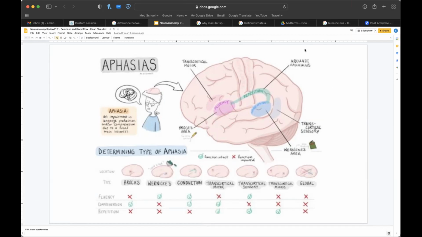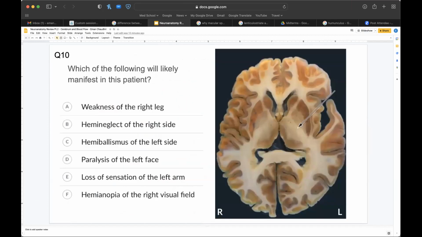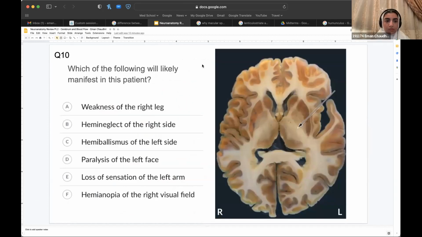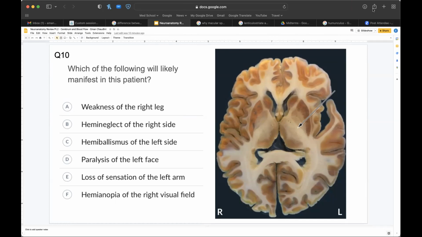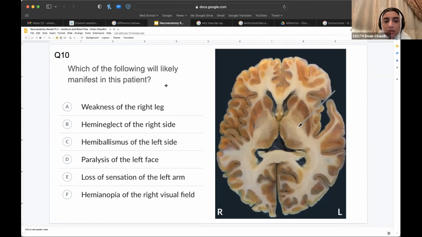Yes. Perfect. Okay. Last one. Which of the following will most likely manifest in this patient if this part of the brain is affected? And what is this part of the brain? We spoke about it earlier. The internal capsule. Perfect. So what will you see over here? So this is the left side.